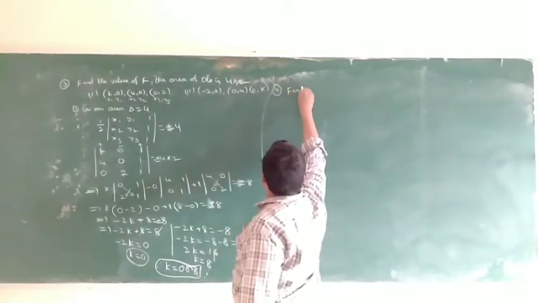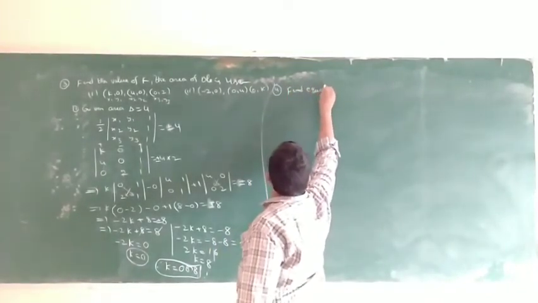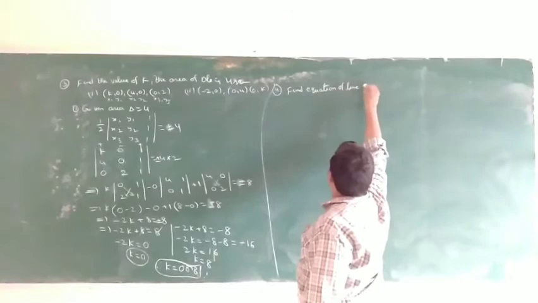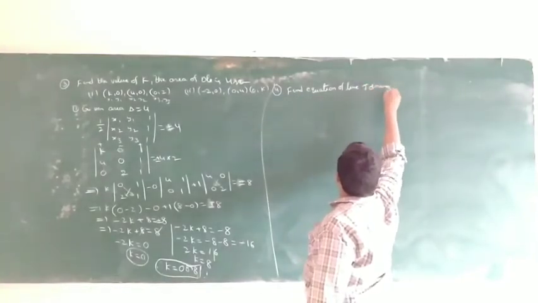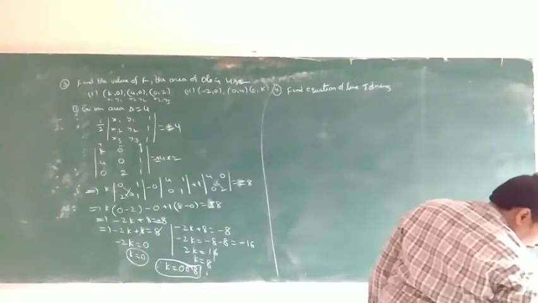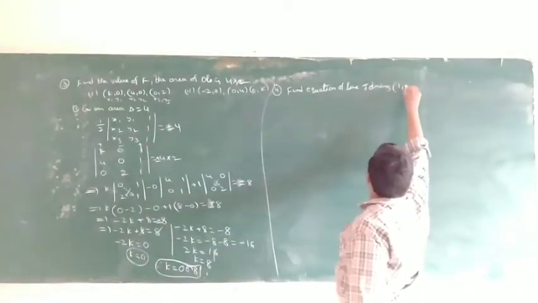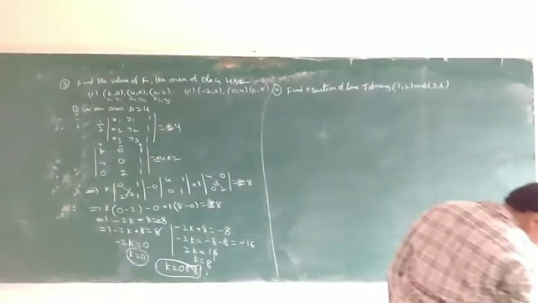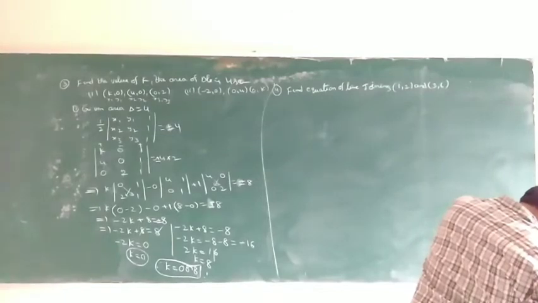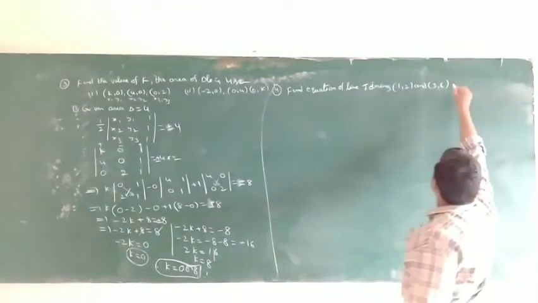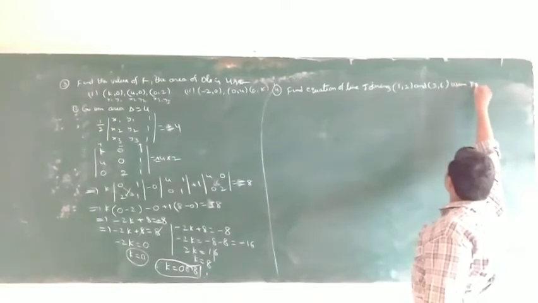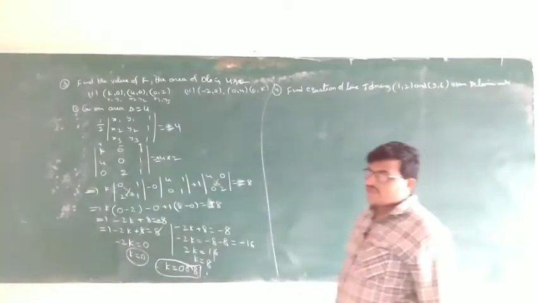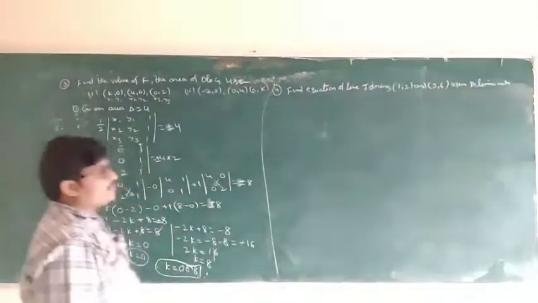Find the equation of the line joining (1, 2) and (3, 6) using determinants. So find the equation of a line joining the two points. Actually, it is the straight line two-point form.